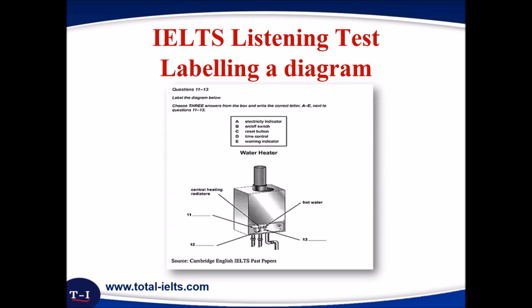Careful of synonyms and paraphrase. In question 13, the recording says there's a little square indicator under the third knob. That's a kind of alarm light. So the paraphrase of warning indicator is alarm light.